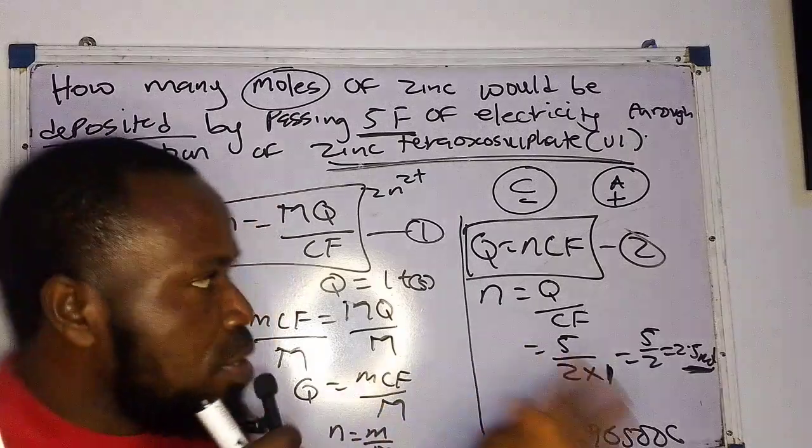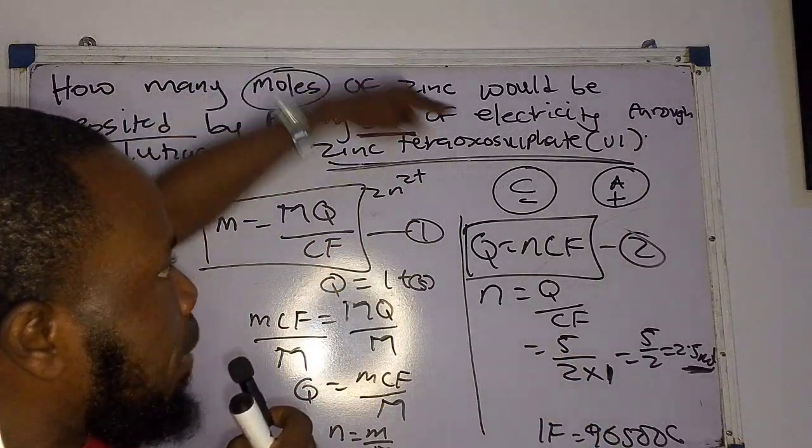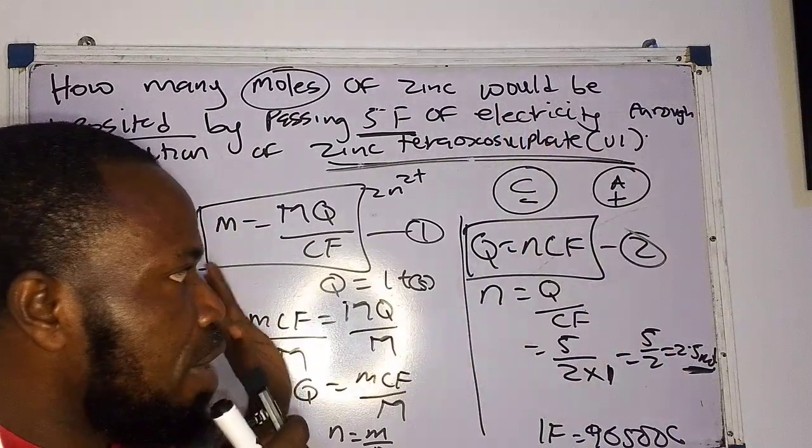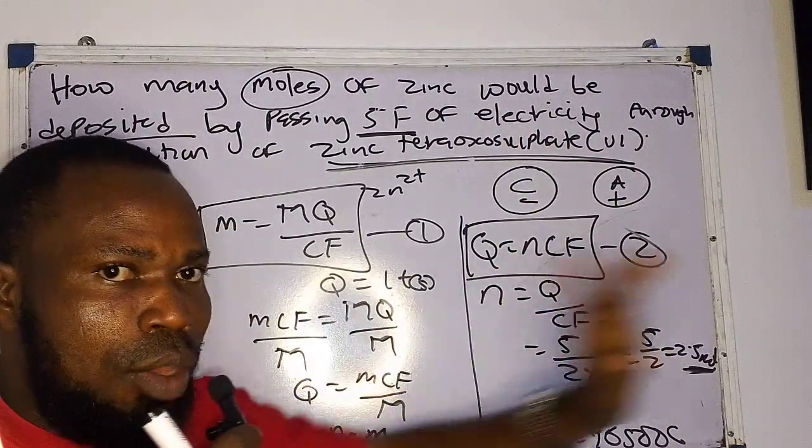So when this amount of current passes through this solution, look at the number of moles of substance that is deposited. Very easy, get your answer and you're out of the hall.